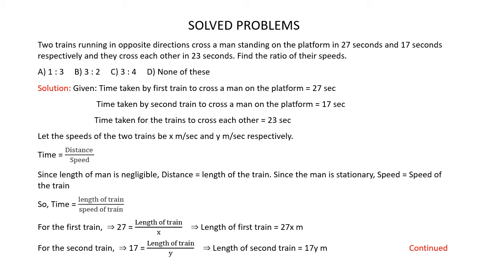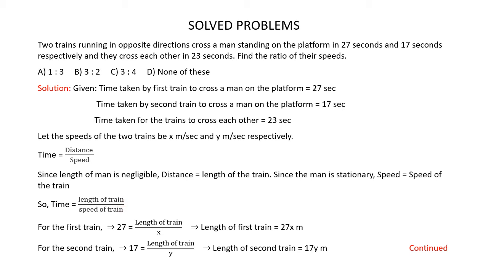Now we know that time is equal to distance divided by speed. The trains are passing a man standing on the platform. Since the length of the man is negligible as compared to the train, distance would be nothing but the length of the train. Since the man is stationary, speed will be the speed of the train. So now time taken by the two trains to cross the man standing on the platform is equal to length of the train divided by speed of the train.